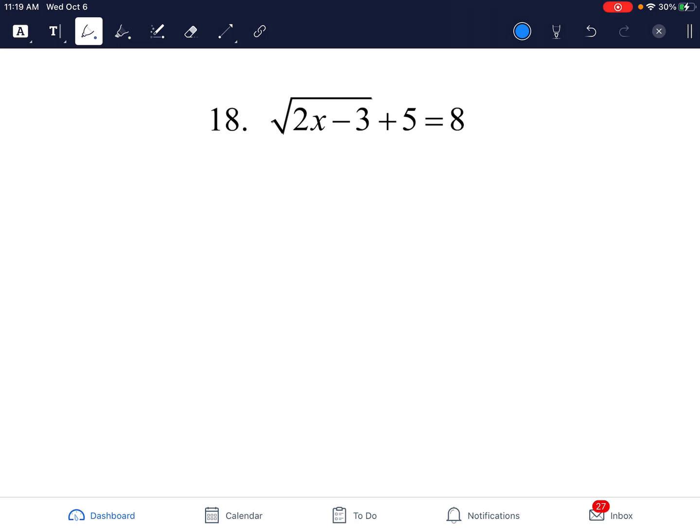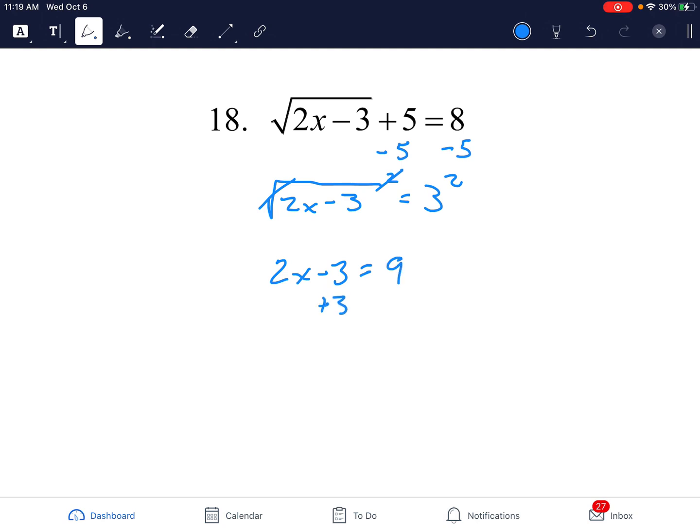All right, same idea. We've got to isolate this first. We're going to subtract 5. The square root of 2x minus 3 is equal to 3. I'm going to square both sides. The square and the square root will cancel. I get 2x minus 3 is equal to 9. I'm going to add 3 to both sides. 2x is equal to 12. Divide both sides by 2. X is equal to 6.